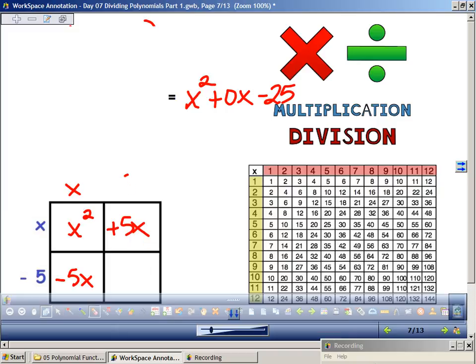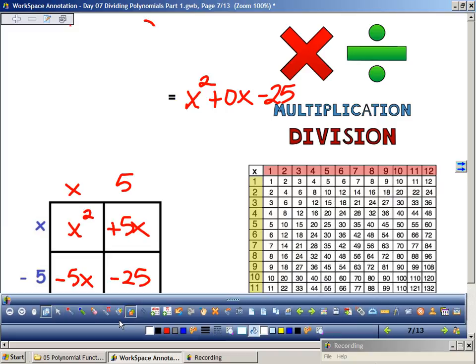Do you see how you've already been doing this? We're just doing the opposite. Instead of saying 5 times x is 5x, we're just going to say, what do I have to multiply by x to get 5x? So I need 5. 5 times x is 5x. Negative 5 times 5 is negative 25.